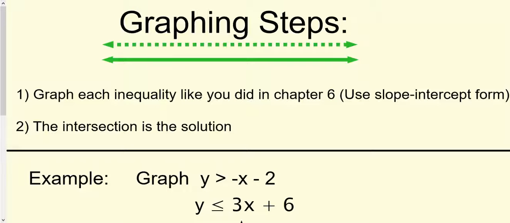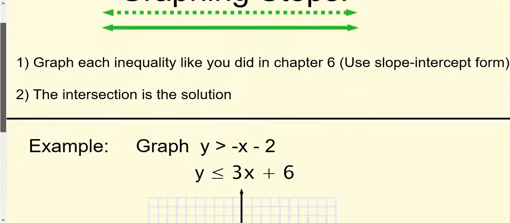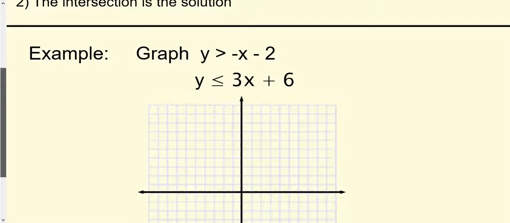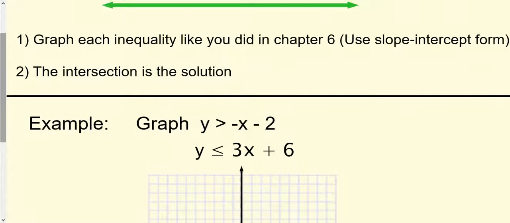Okay, so here's what we're going to do. We're going to solve each one for y, just like we've always been doing. Then we're going to graph them. And then we're going to do some shading. The intersection is the solution. The intersection of the shaded. I should be specific. Of the shaded areas.